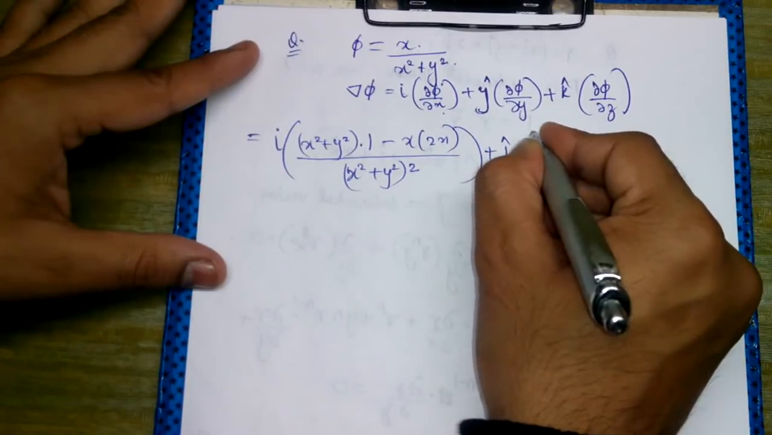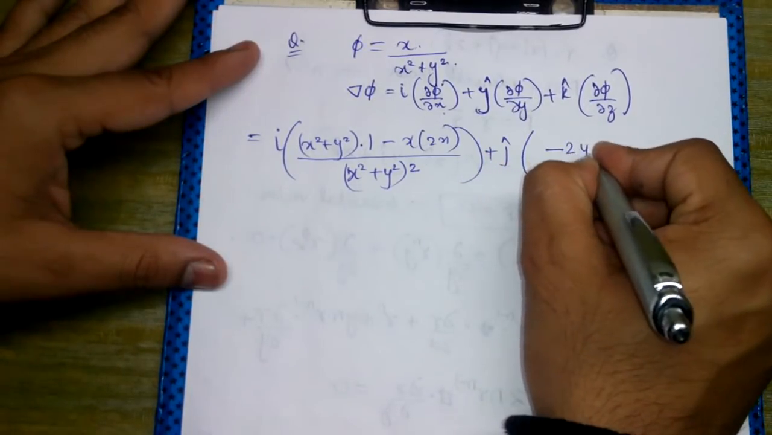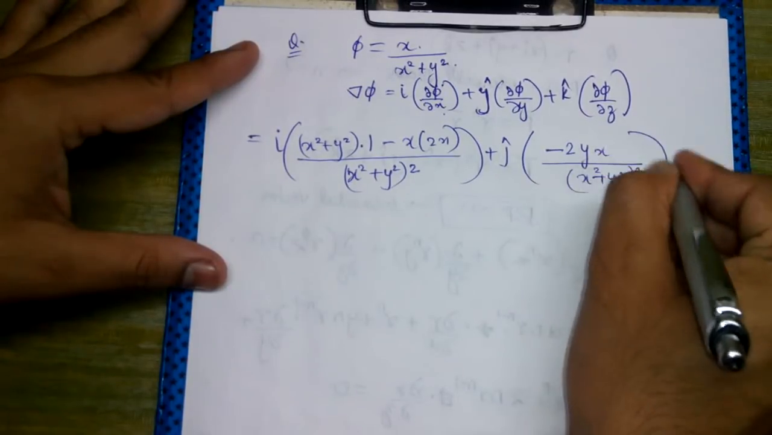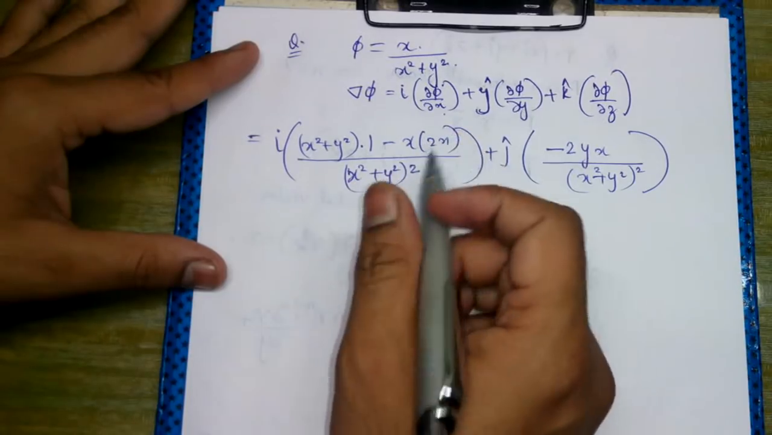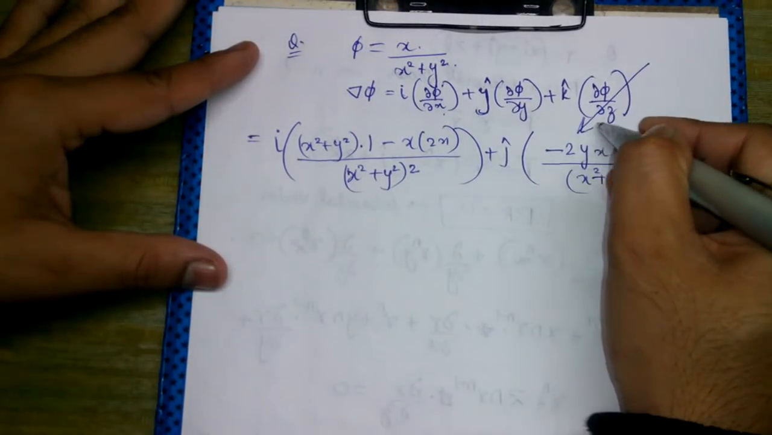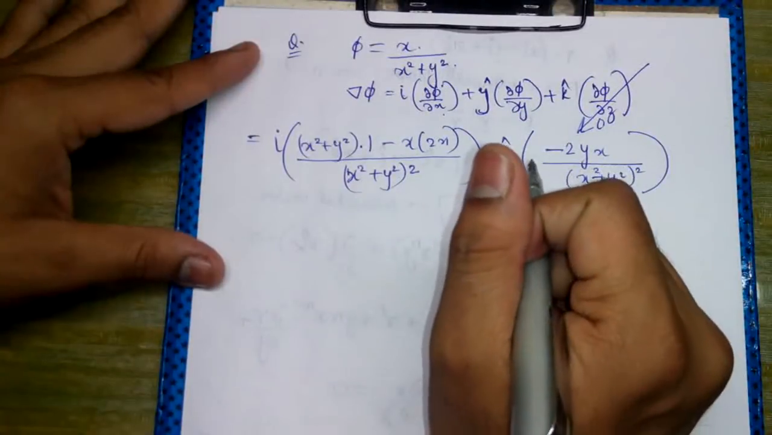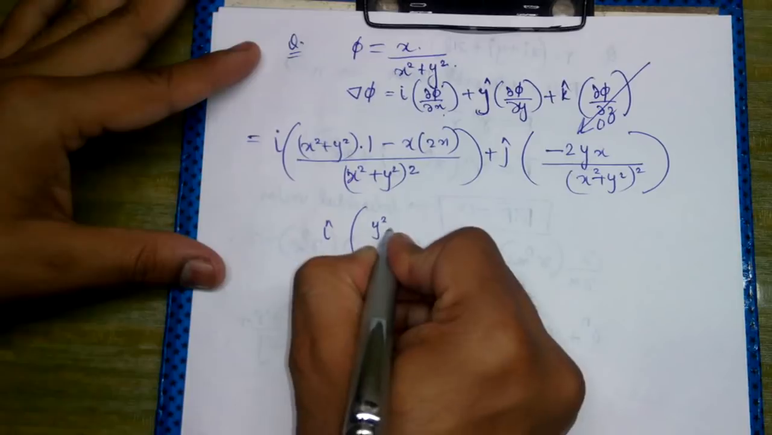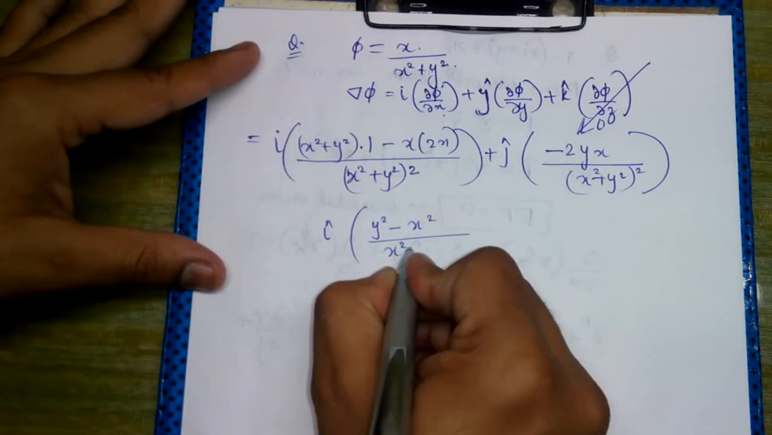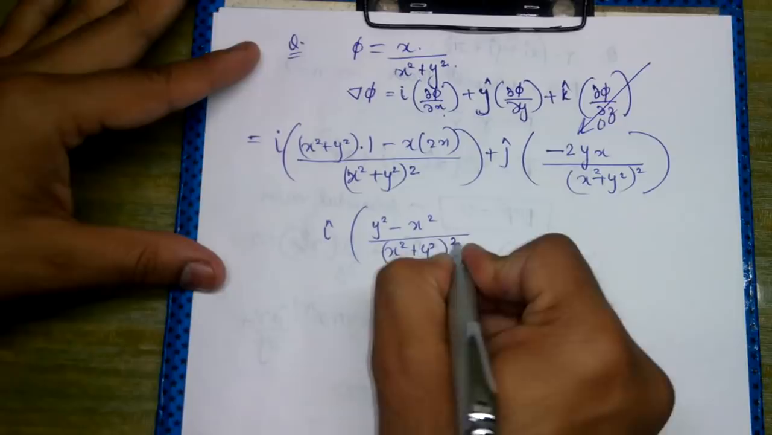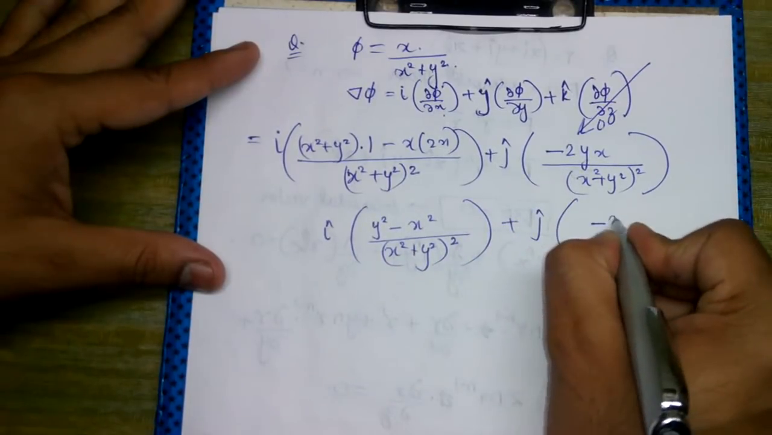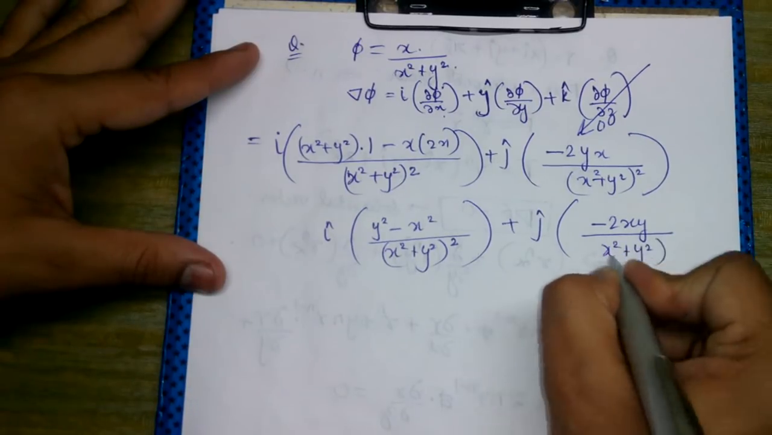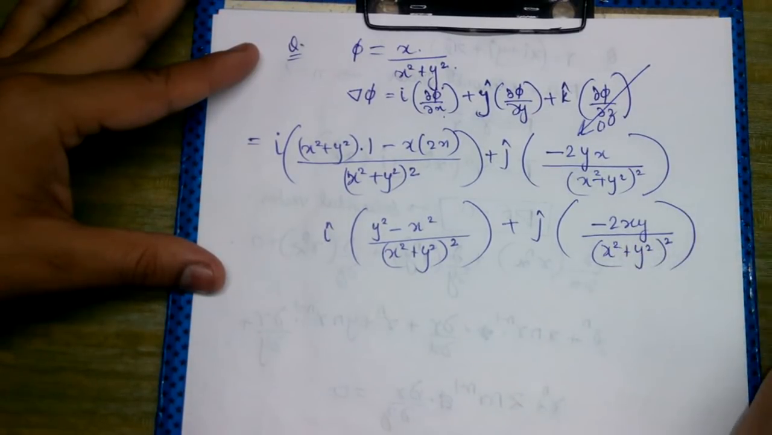Plus j cap into minus 2xy upon (x square plus y square) whole square, and we know that the k component is going to be 0 because there is no component of z. So after solving it, we will obtain i cap (y square minus x square) upon (x square plus y square) whole square plus j cap (minus 2xy) upon (x square plus y square) whole square.